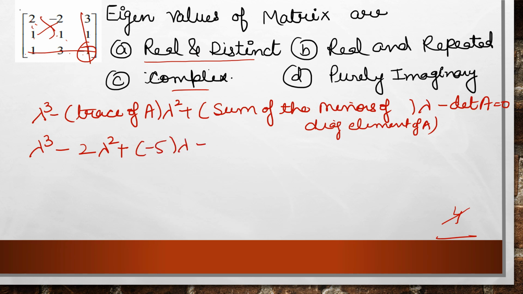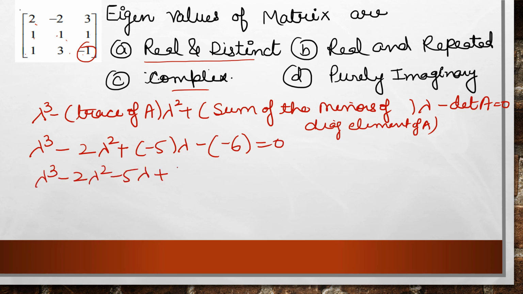And what is the determinant? The determinant you can easily calculate. So the determinant is actually minus 6. This is minus 6 equal to 0. So lambda cube minus 2 lambda square minus 5 lambda plus 6 equal to 0. Now the first root we have to calculate by hit and trial method, which you already know. So we start with 1.